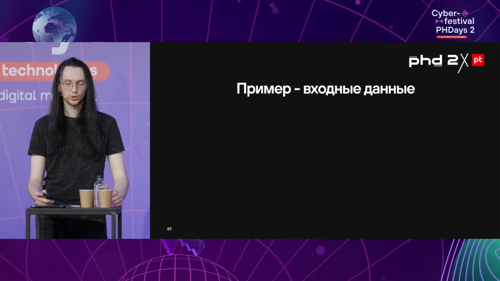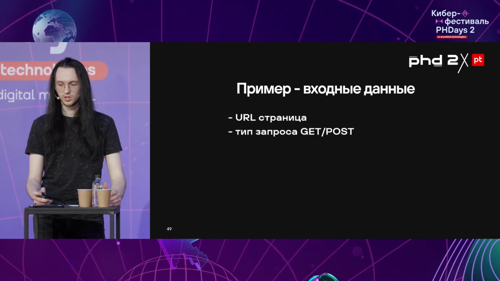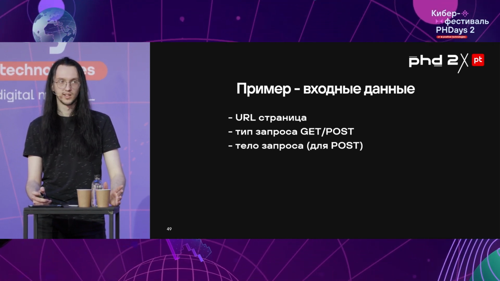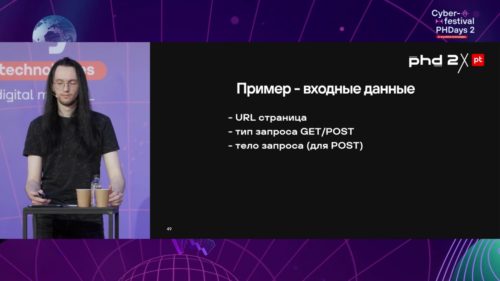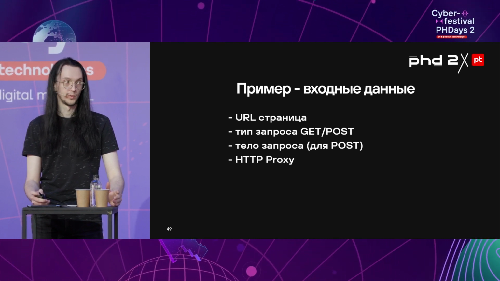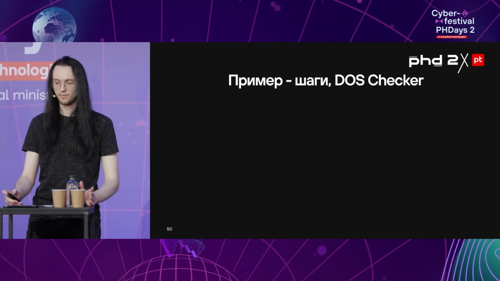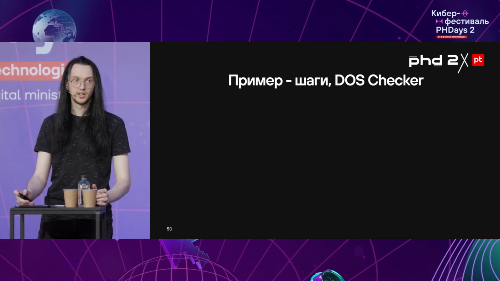Next, what input data do we need? We need a link that we want to break. We need the type of request, get or post. Let's say that it's get by default. If it's a post request, we need the body of the request or the query. We need the HTTP proxy link and whether we launch in a monitoring mode.